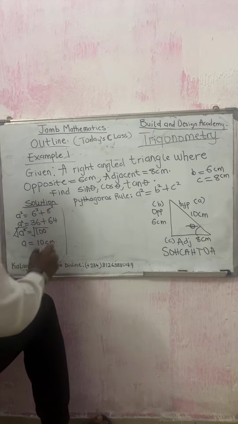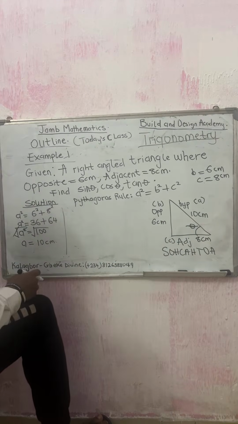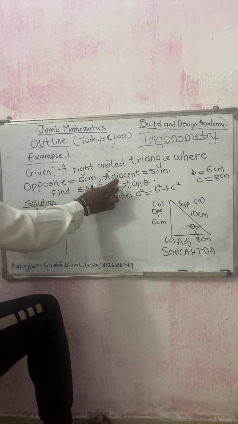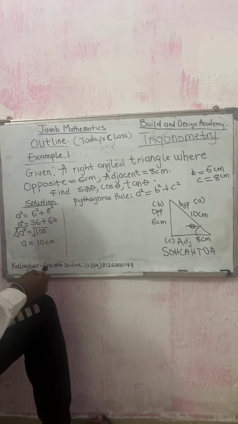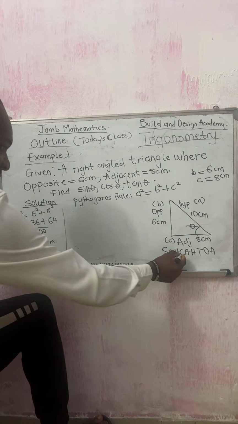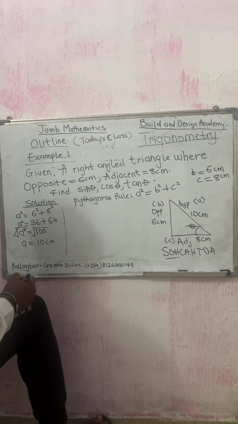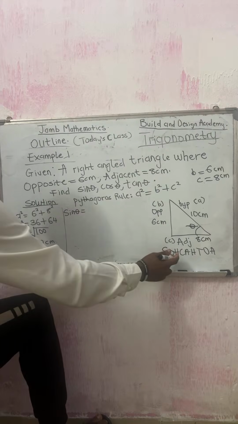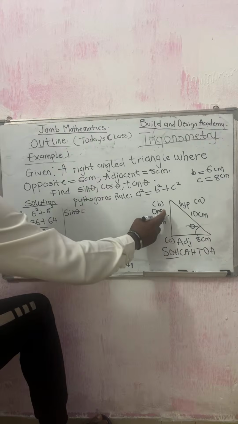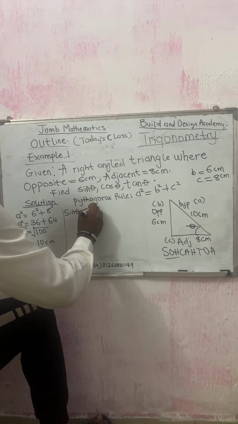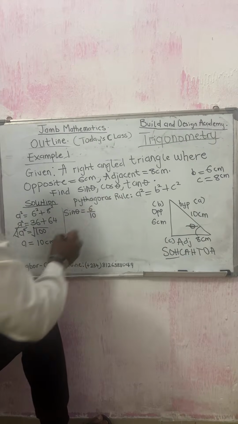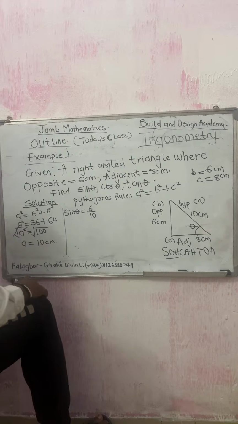Alright, so proceeding, we've gotten our value for A. The question said we should look for sine theta, cos theta, and tan theta. And from SOHCAHTOA, we have that sine theta is equals to opposite over hypotenuse. And our opposite here is 6. Our hypotenuse is 10. So this is our sine theta.